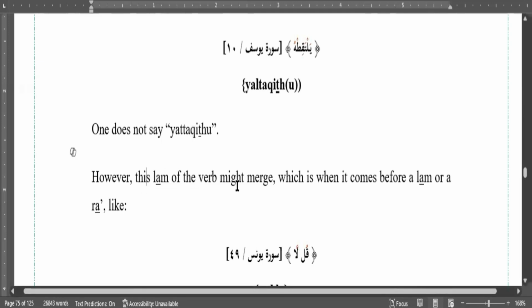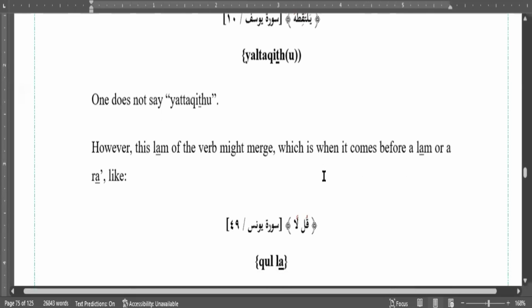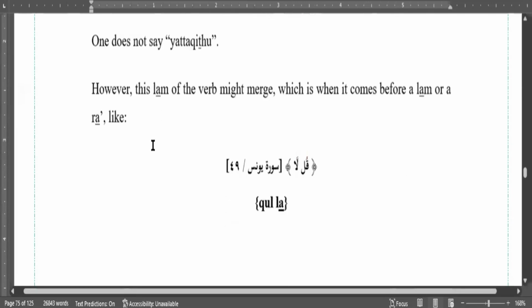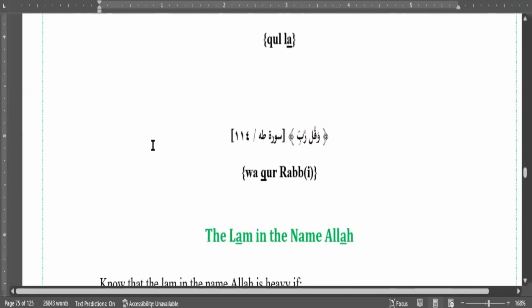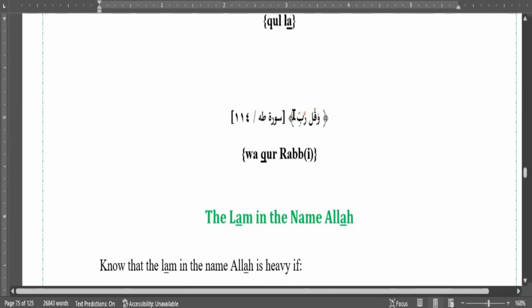However, this lam of the verb might merge, which is when it comes before a lam or a ra. Like قُلَّ and وَقُلْ رَبِّ زِدْنِي عِلْمًا. Which, this one, say it after every prayer.